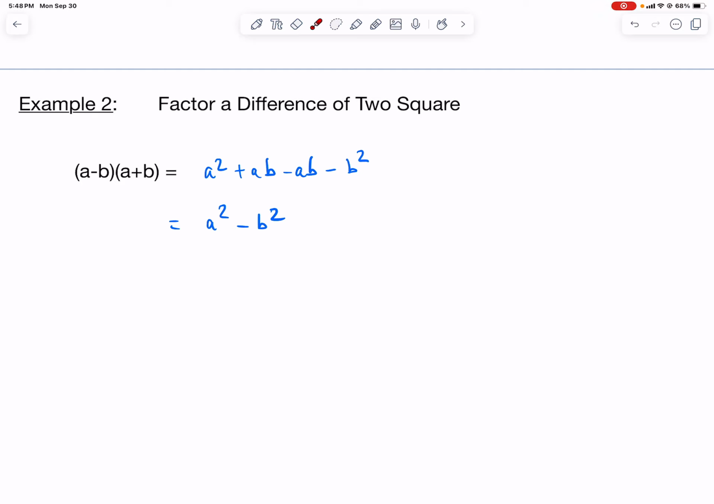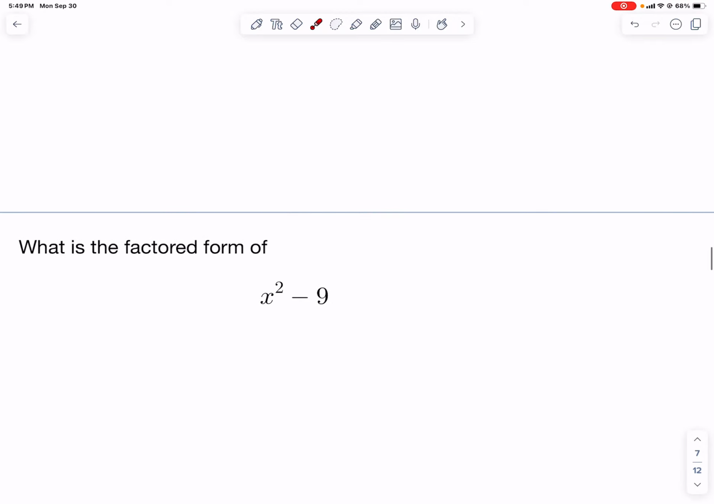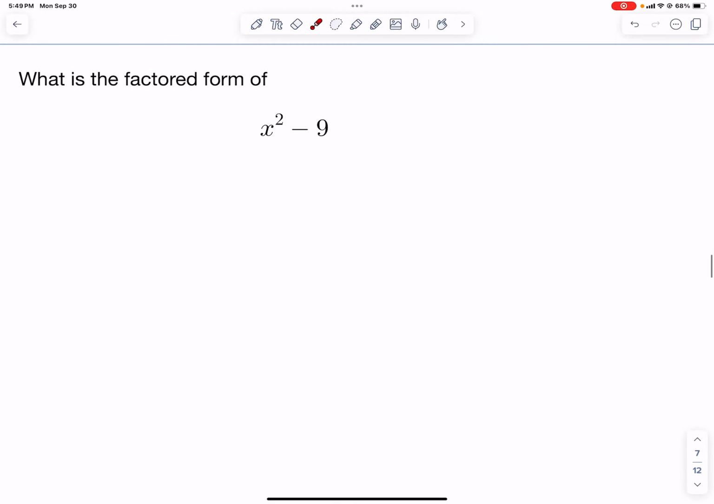This is one of my favorites because when you have a difference of 2 squares, it easily factors out to a minus b times a plus b. This is one of the simplest ones to remember. All right, so let's take a look at a particular example. So what is the factor form of x squared minus 9?